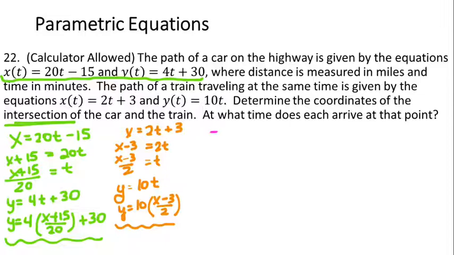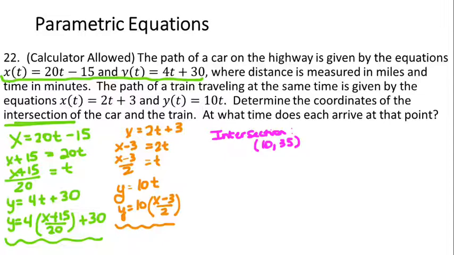If we do graph both of those, we can find the intersection point, and that's going to be at 10:35. So that's our first question. We found the intersection. The second question asks us to figure out at what time each one arrives at that point.